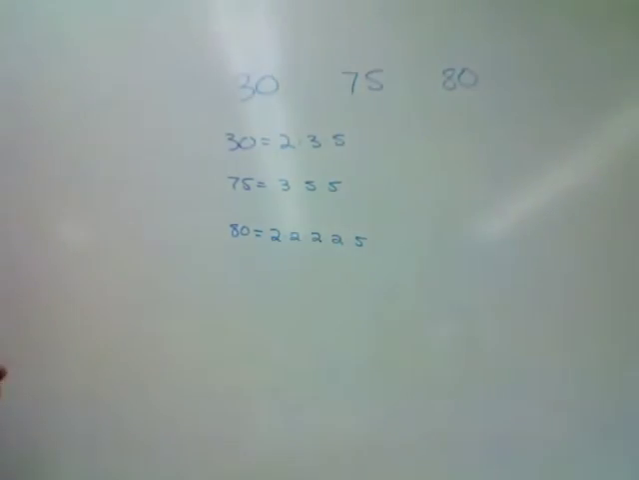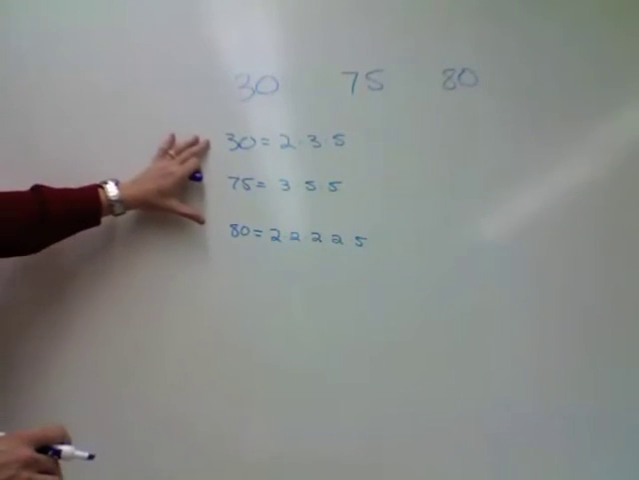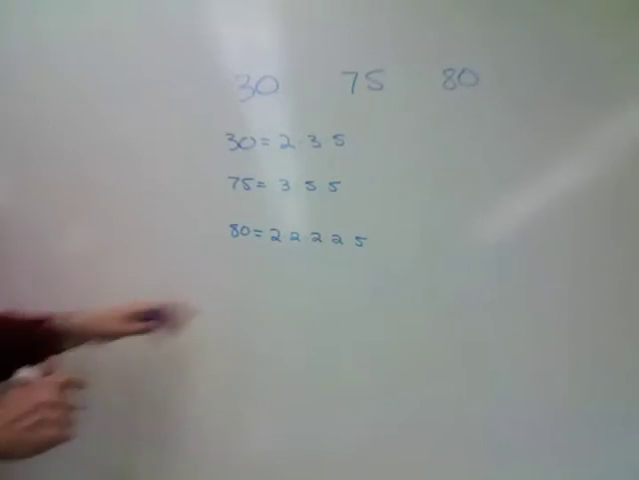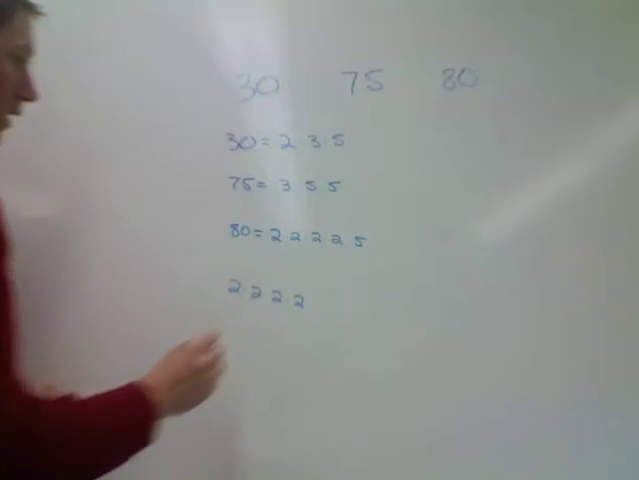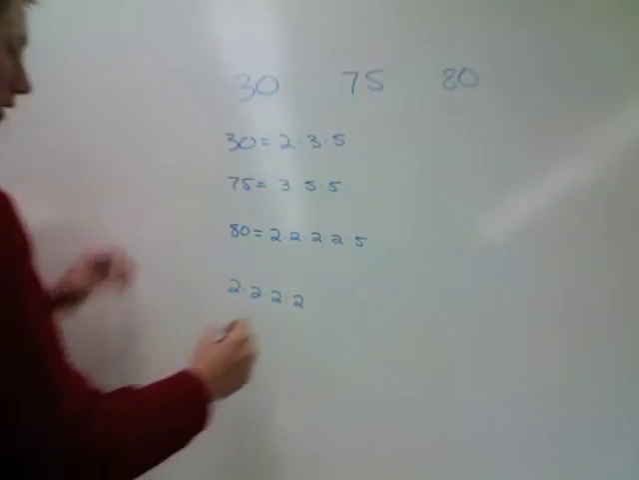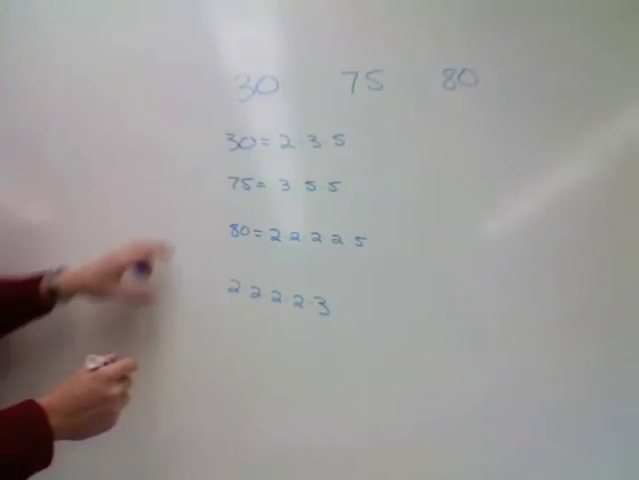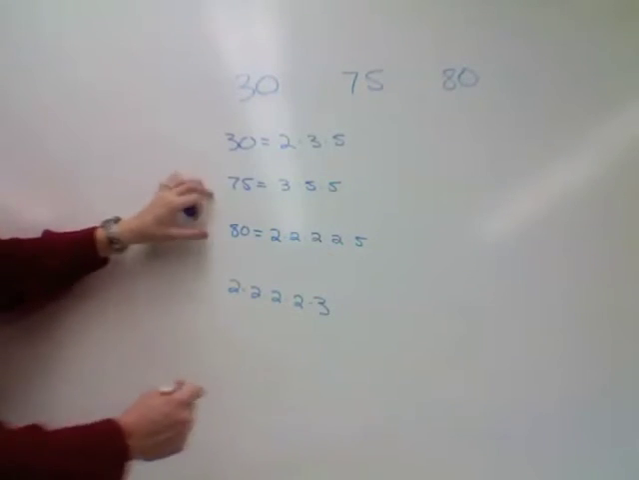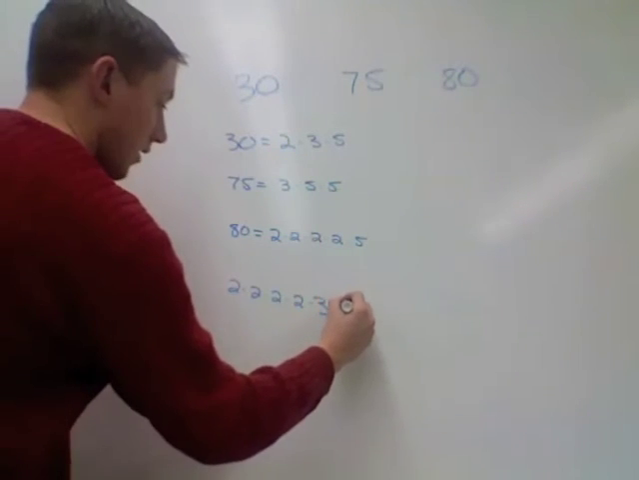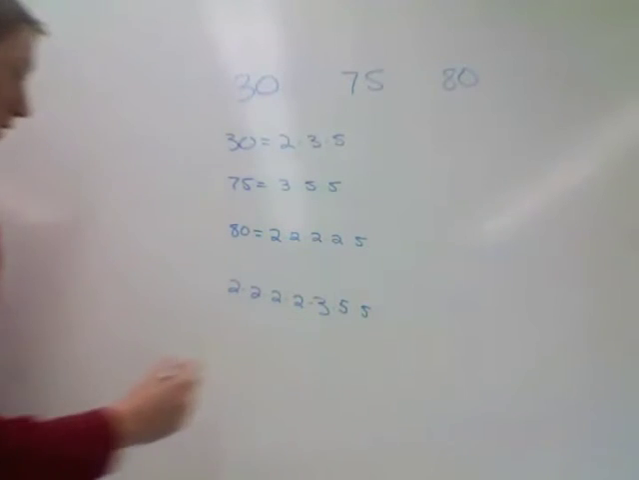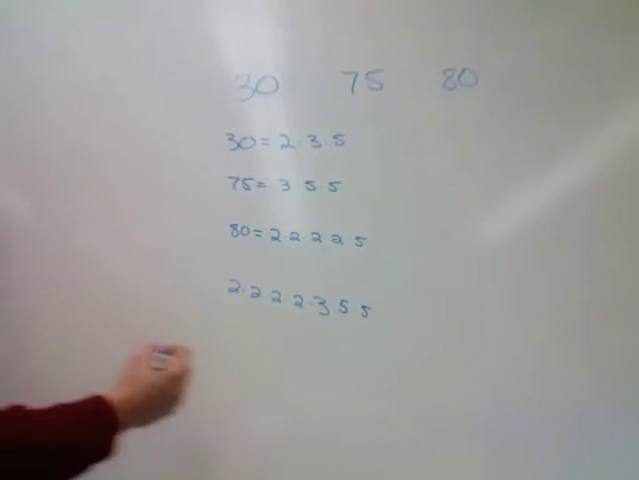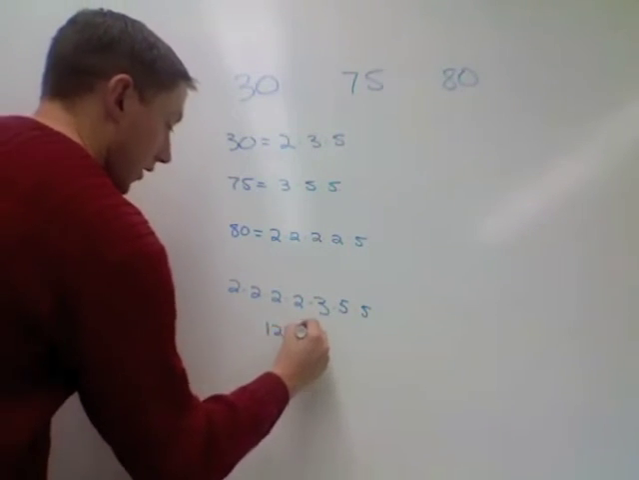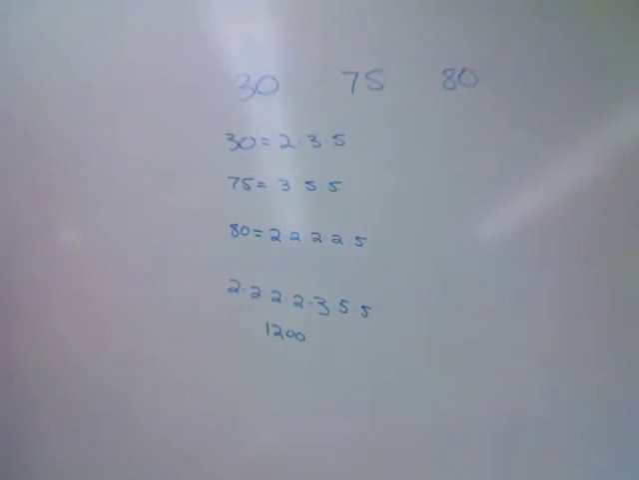Now, once we found those 3 prime factorizations, we look and we see that 30 and 80 have 2 in common, so since there's 4 2's in 80, we're going to put 4 2's in the least common multiple. We see that 30 and 75 both have a 3, so we'll just put 1 3 in there. And then 75 and 80 have 5 in common, and there's 2 5's in 75, so we'll put 2 5's in there. So 2 times 2 times 2 times 2 times 3 times 5 times 5 comes out to 1200 as our least common multiple of 30, 75, and 80.